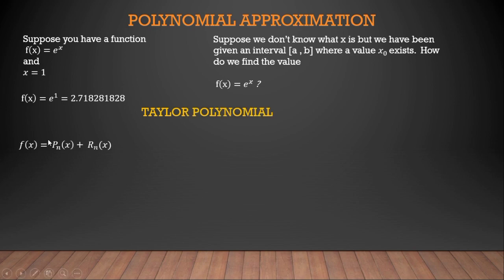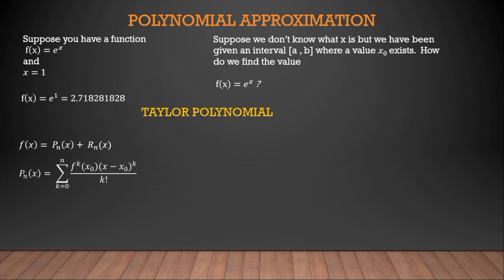And it has the formula of f of x equals the polynomial term Pn of x plus the remainder term Rn of x. So the whole concept here is when you add this polynomial term and the remainder term, you are going to get the exact value of f of x, right? So with that being said, let's get into the actual formula for finding Pn of x.